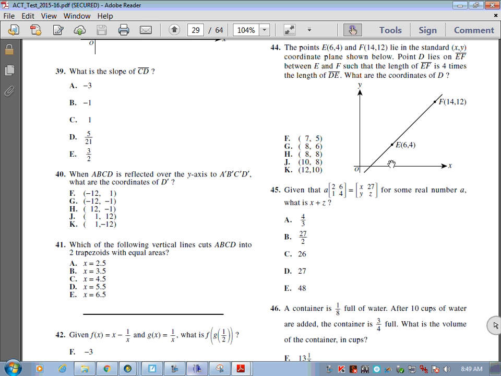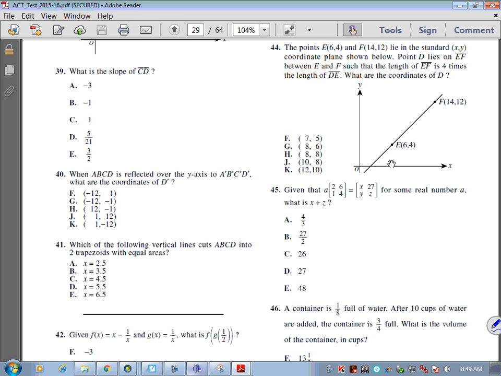All right, 44. How many who had 44? Okay. The points (6, 4) and (14, 12) lie on the standard XY coordinate plane shown below. Point D lies on EF between E and F somewhere. It's not in the middle. It just says in between. And it says EF is 4 times the length of DE. What are the coordinates of D?